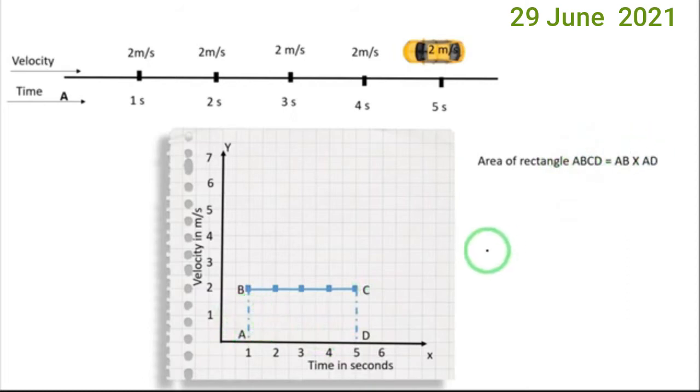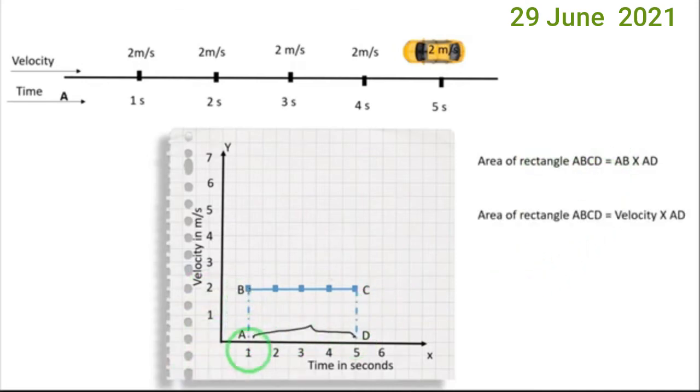Now what is actually AB? AB is nothing but velocity, that is initial velocity. We can consider this as velocity. So in place of AB, I can write velocity. And what is AD? Area is AB into AD, and here BC and AD length is the same. So what is AD? AD is nothing but time. So in place of AD, I can write time. So the area of rectangle ABCD, if you calculate, comes to velocity into time.